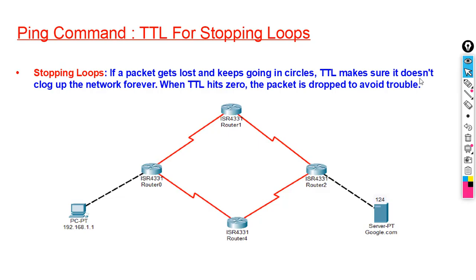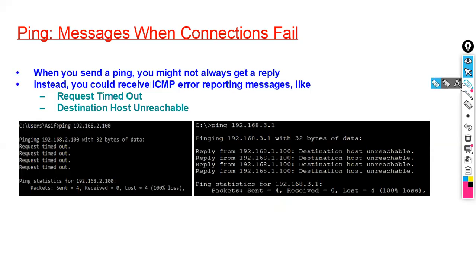So that was about the ping request. Now, let us say you are sending a ping request, and you might not always get the reply. There might be some problem in your network. So instead of getting the replies, you could receive ICMP error messages, like request timed out. You can see that instead of getting the replies, we are getting the error, request timed out. Or sometimes we get an error like destination host unreachable.